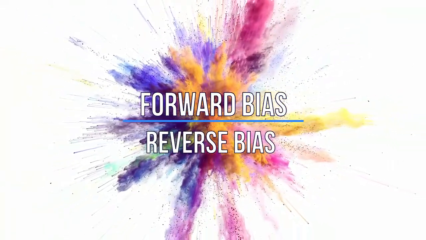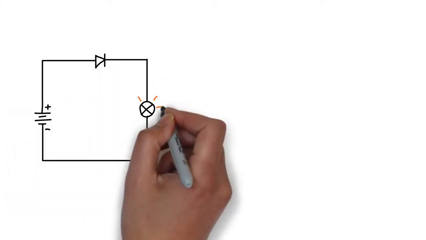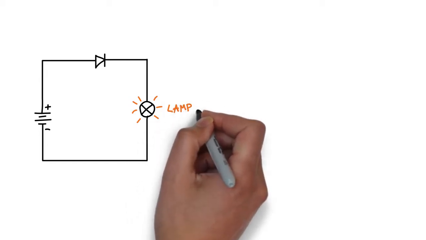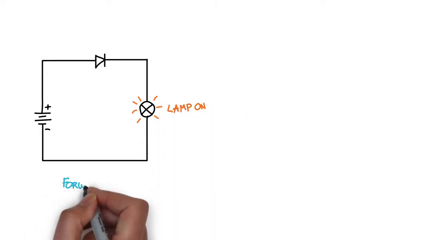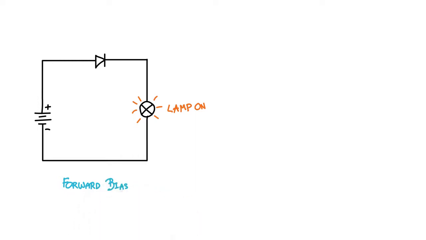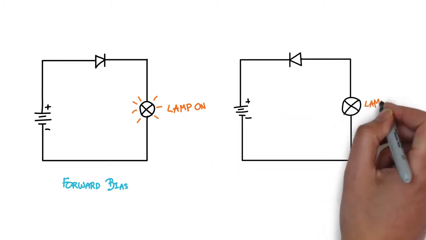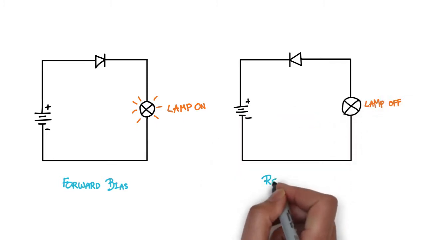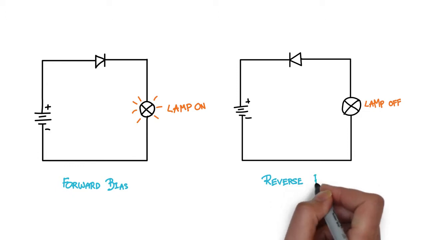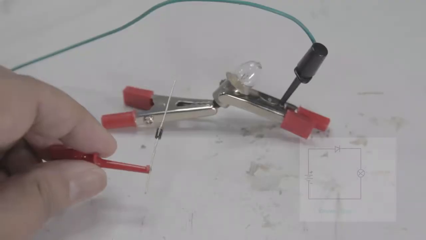Forward bias, reverse bias. Let's connect the diode in series with a lamp. When connected this way, the lamp lights up, indicating that there's a current flowing through the lamp. In this case, the diode is said to be forward biased. But if I reverse the diode, the lamp won't light up because the diode prevents the current from flowing. This is where the diode is said to be reverse biased.